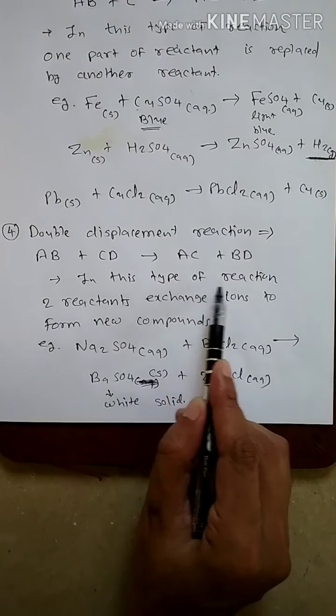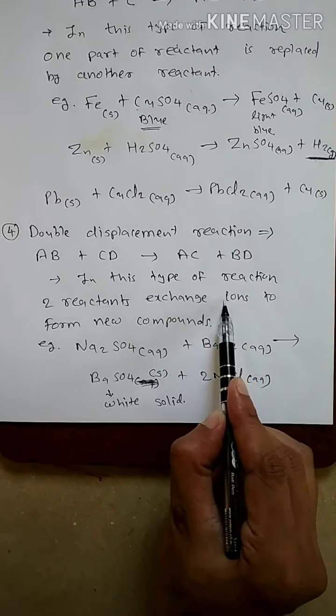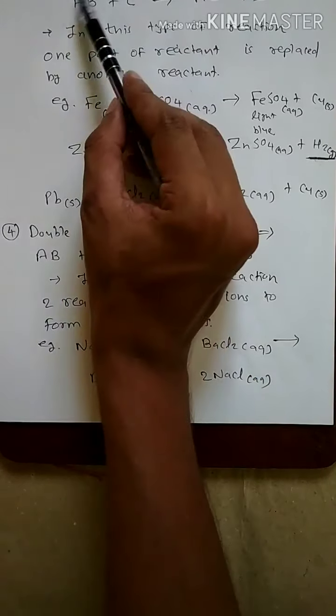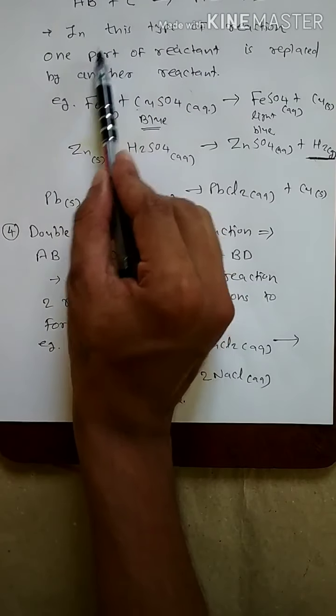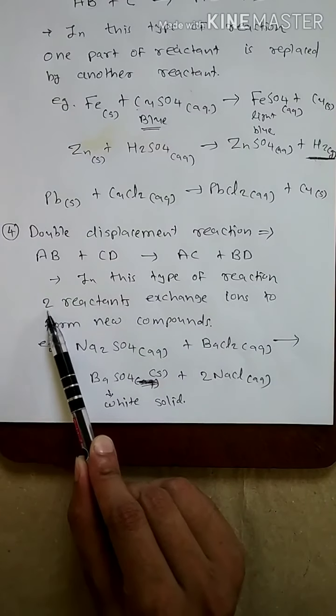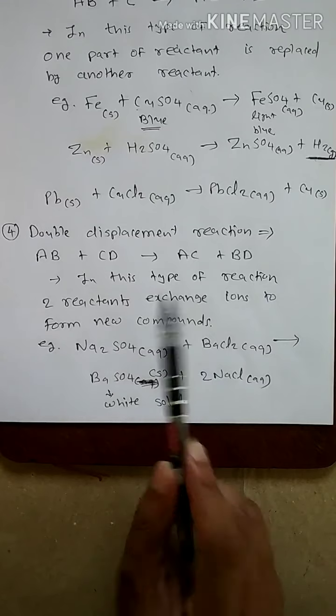In this type of reaction, two reactants exchange ions. Here the word ions is used. What was the word in displacement reaction? One part. Okay, here the word ion is used. Two reactants exchange ions to form new compounds.